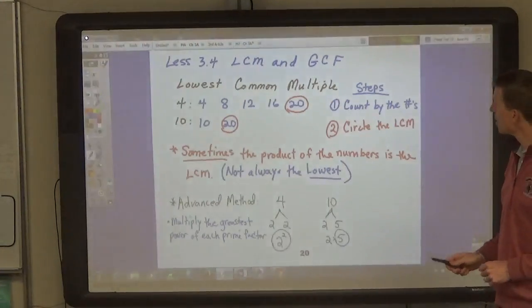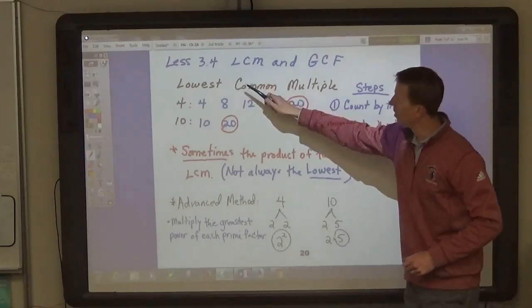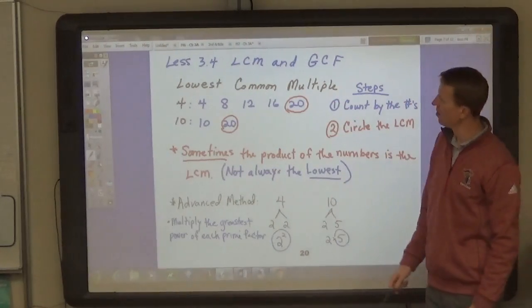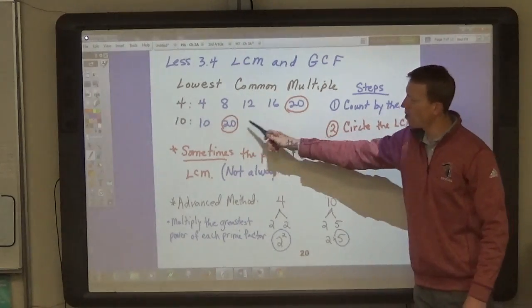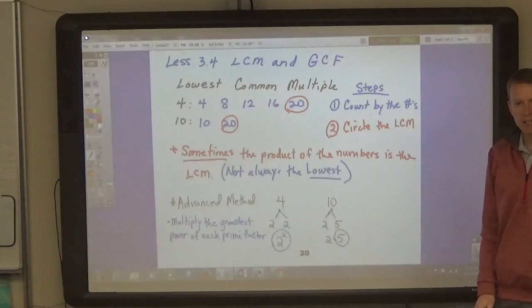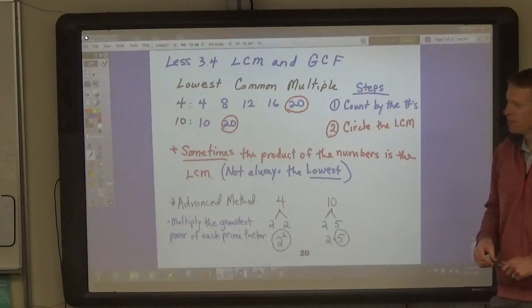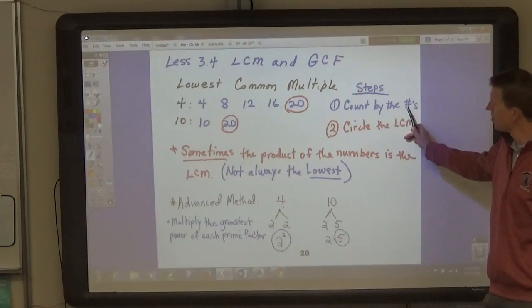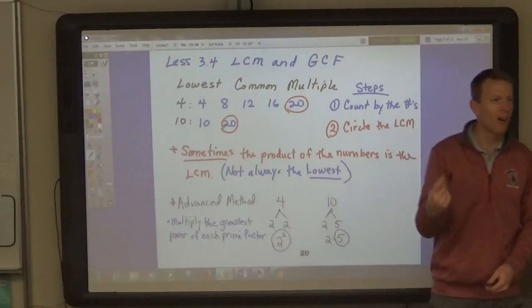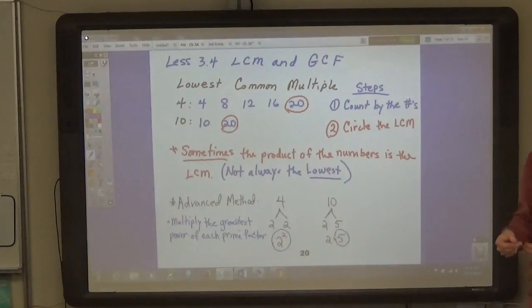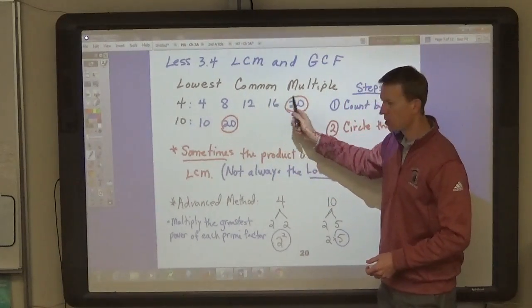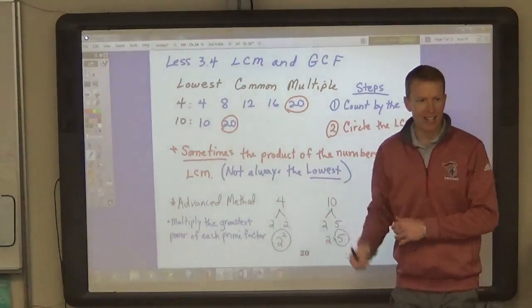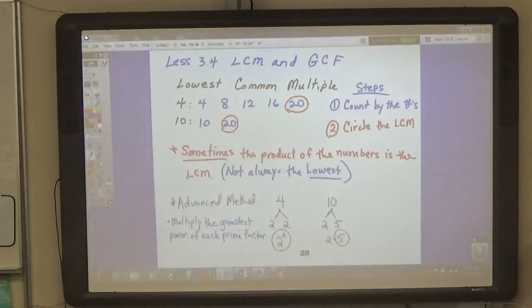Okay? Now, the lowest common multiple is the same number in both lists. So the lowest one that is the same in both lists is 20 in this case. Does that make sense? Does everybody understand what the lowest common multiple means? All right, good. So you count by the numbers, or if you're having trouble counting by the numbers, then you have to multiply them out, or you can continue to add plus 4, plus 4, plus 4, plus 4. Because that's what multiplying is, it's adding another number.